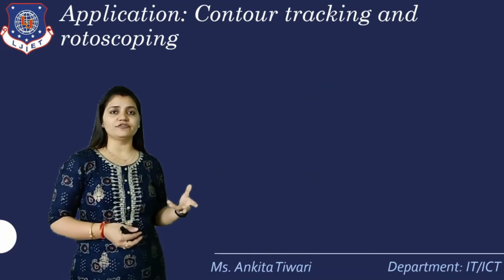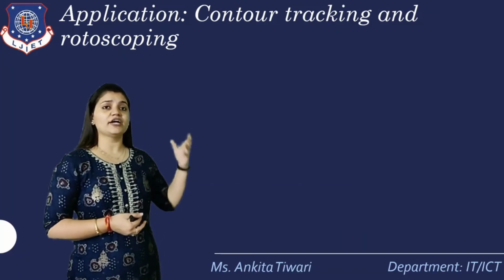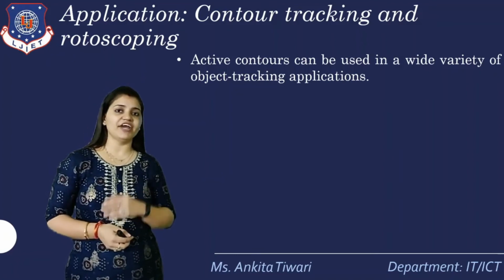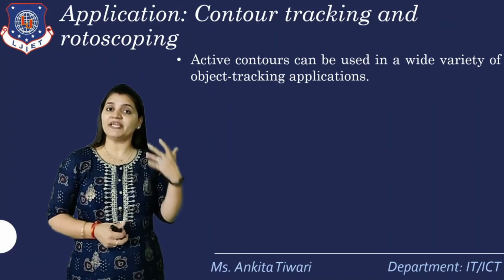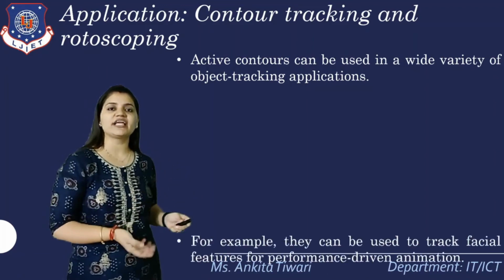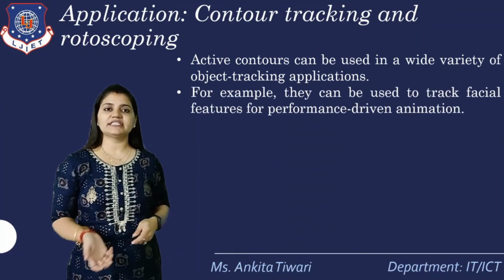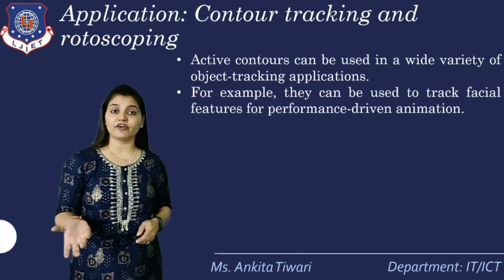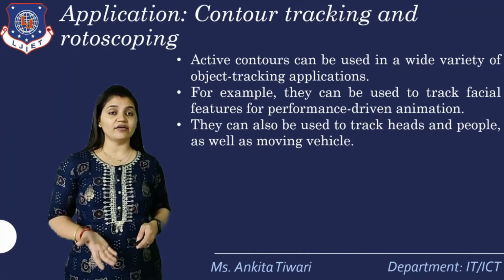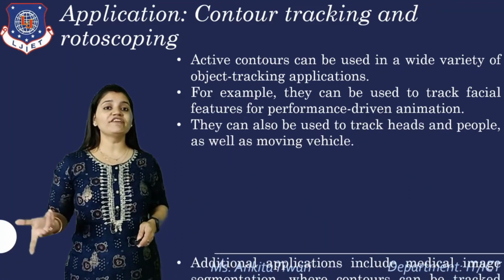Now the applications of active contours are contour tracking and rotoscoping. Active contours can be used in a wide variety of object tracking applications. Object tracking means whenever we want to track an object in some application, we can use active contour technology. For example, they can be used to track facial features for performance-driven animation. They can also be used to track heads and people as well as moving vehicles.